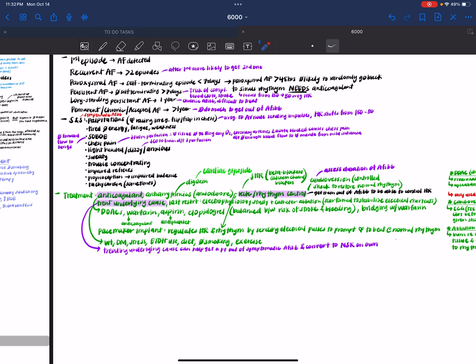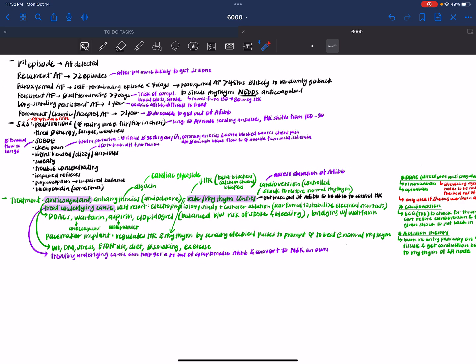So yeah, treatment for AFib. First, you want to get the rate under control. You want to do rate and rhythm control to reduce the heart rate, so you give beta blockers and calcium channel blockers. Then you would do rhythm control. You do cardioversion, a shock to restore normal rhythm, get them out of AFib to be able to control the heart rate.